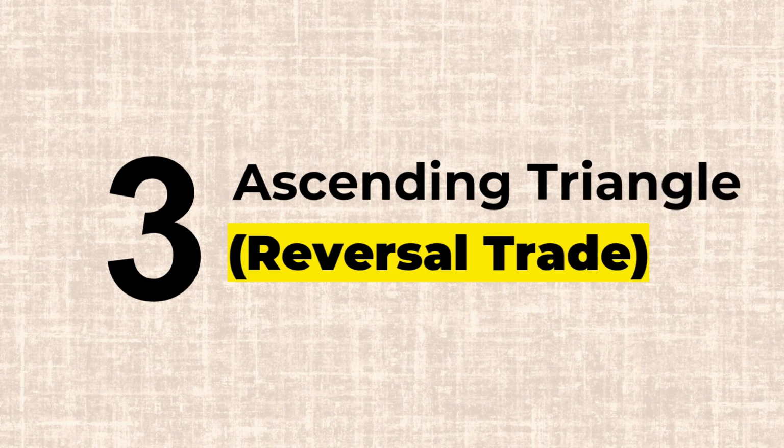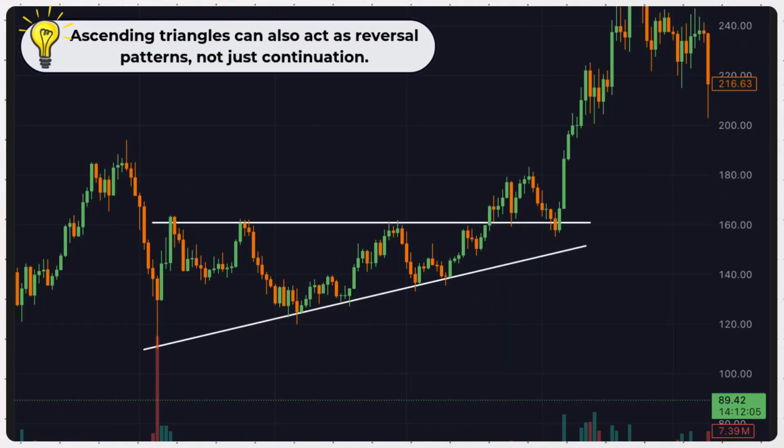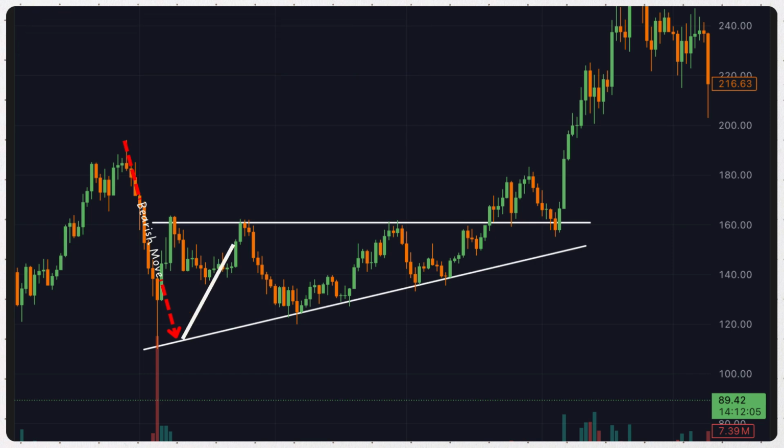Now moving on to the next section. One important thing to understand is that ascending triangles don't only work as continuation patterns during uptrends. They can also form as reversal patterns. There are cases where the market is coming from a bearish direction, but instead of continuing lower, price begins forming higher lows, once again showing us that buyers are gradually stepping in and absorbing selling pressure.